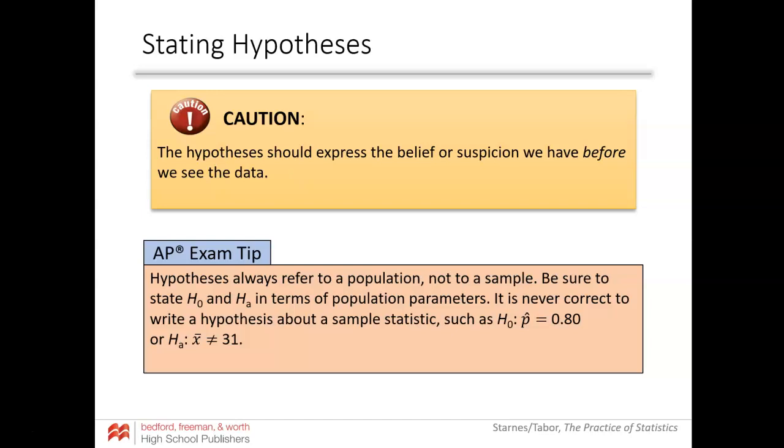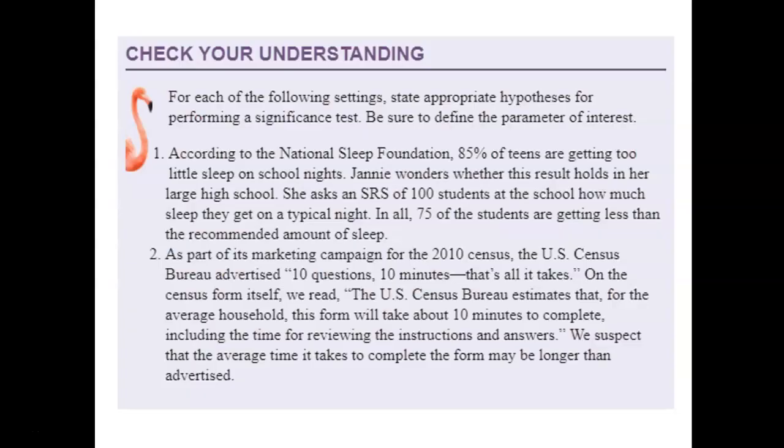And the hypotheses should always refer to a population and not the sample, because that's the whole point of it. We're trying to extrapolate this out to the population. So be sure to state the null and alternative hypotheses in terms of population parameters. It's never correct to write hypotheses about sample statistics. So we don't ever want to see hypotheses with p hat or x bar. Those would be your sample statistics. No, no, no, you can't set up your hypotheses with sample statistics.